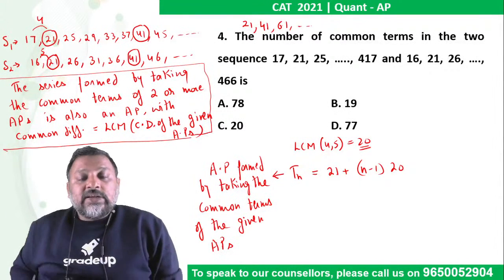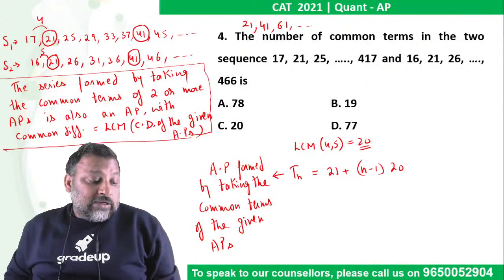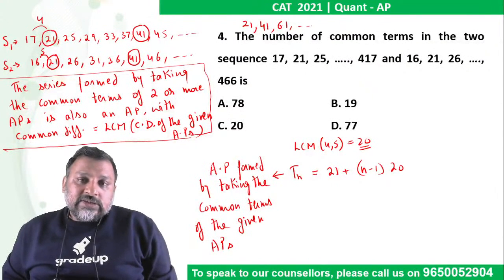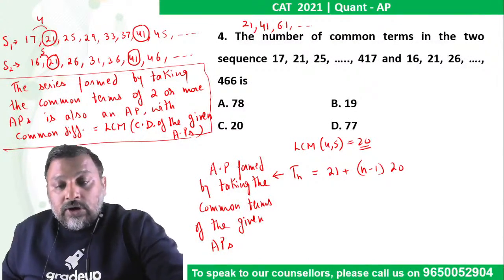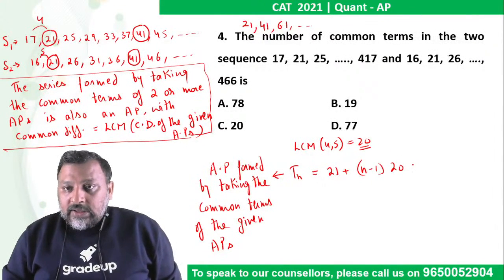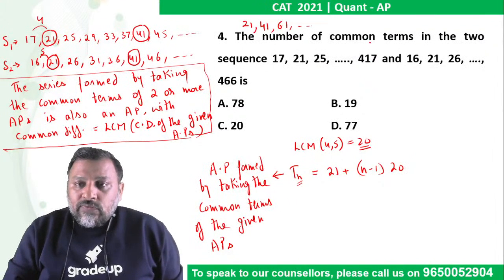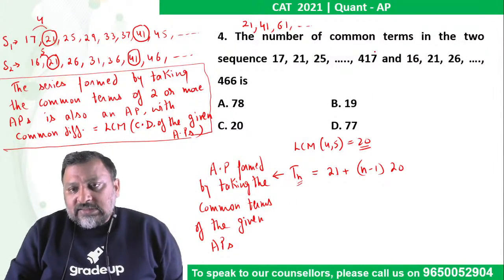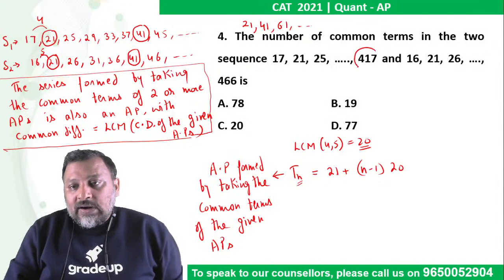Just read this statement and see whether you are able to understand it, or is there any confusion or doubt in this. So this is the nth term. We want to find how many such terms are there. Okay, so we can obviously say that the last common term would be either 417 or less than 417.